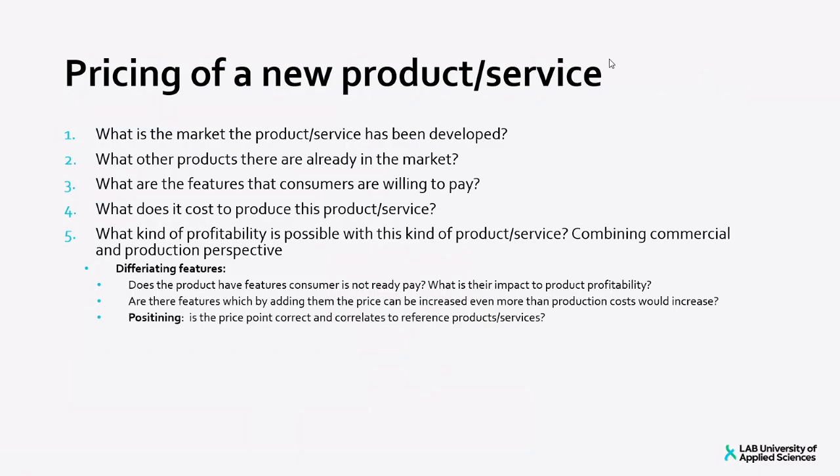Positioning. Again, what is the price point that we were thinking? Is it the correct one? And is it correlating correctly within the same reference group? Sometimes we might think that we are in this reference group or this kind of positioning, but then after a while, we might think that we actually belong one step further or one step below. And yes, profitability. What kind of profitability are we able to get with this product? That needs to be the background thinking all the time, even if we think from the consumer's point of view.